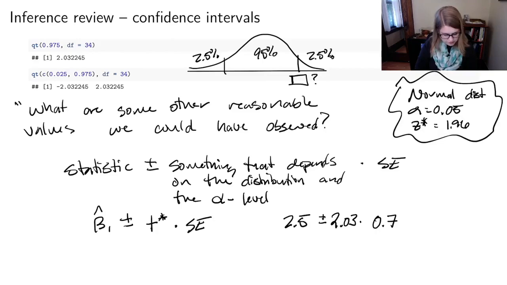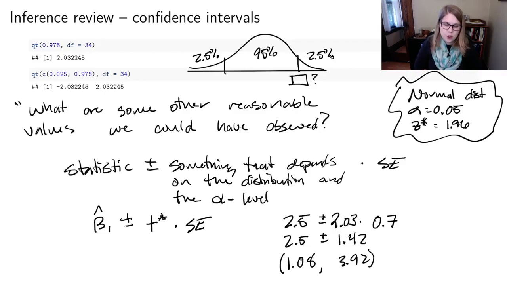And then I could write out my interval. So let's see, 2.5 plus or minus 1.42, and that's going to be 1.08, 3.92. So that would be my inference for the slope. I'm 95% confident that for a 1 unit increase in my explanatory variable, my response would go up between 1.08 and 3.92 units.